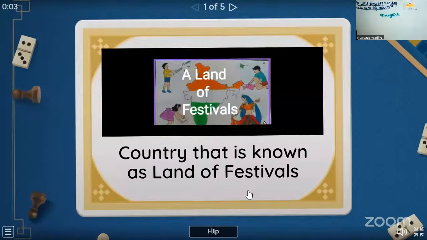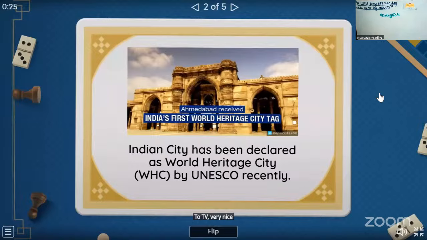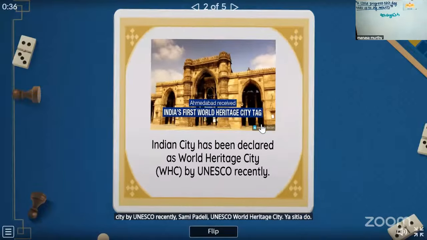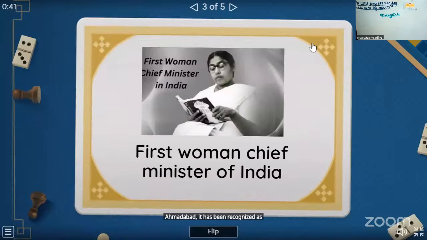Which country is to be known as land of festivals? Exactly, India. I did say I would ask about our own country. Very good. Which Indian city has been declared as a World Heritage City by UNESCO recently? Which city is it? Ahmedabad. It is Ahmedabad which has been recognized as World Heritage City.